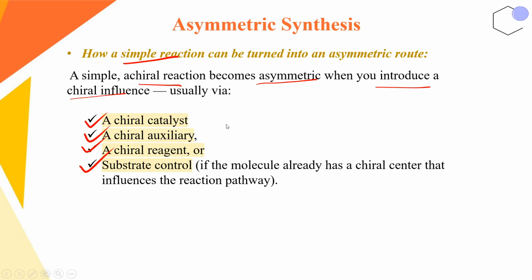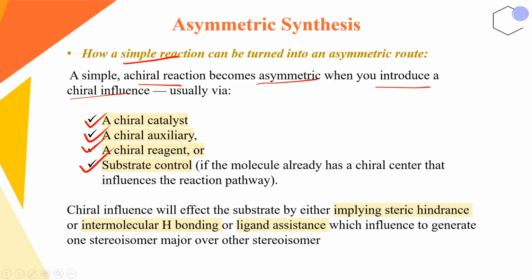So this type of chiral influence can affect the substrate by implying steric hindrance, which is observed in our human body itself, where the proteins present in our body limit the entry point of the substrate by implying the steric bulk of this particular protein, globular protein, or any of the proteins, helical chains and all.